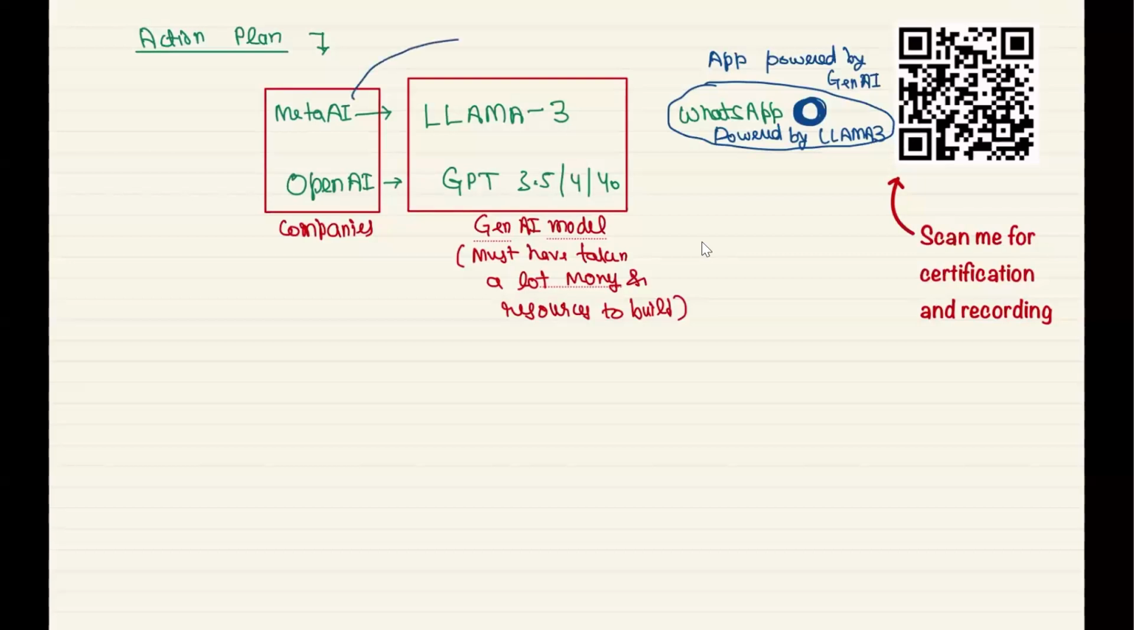Which company has created this? Meta AI, right? The company which has created this is Meta AI. There is another product called ChatGPT. Have you ever heard of a product called ChatGPT? Everybody must be using it already, right? Which company has created ChatGPT? OpenAI has created ChatGPT.